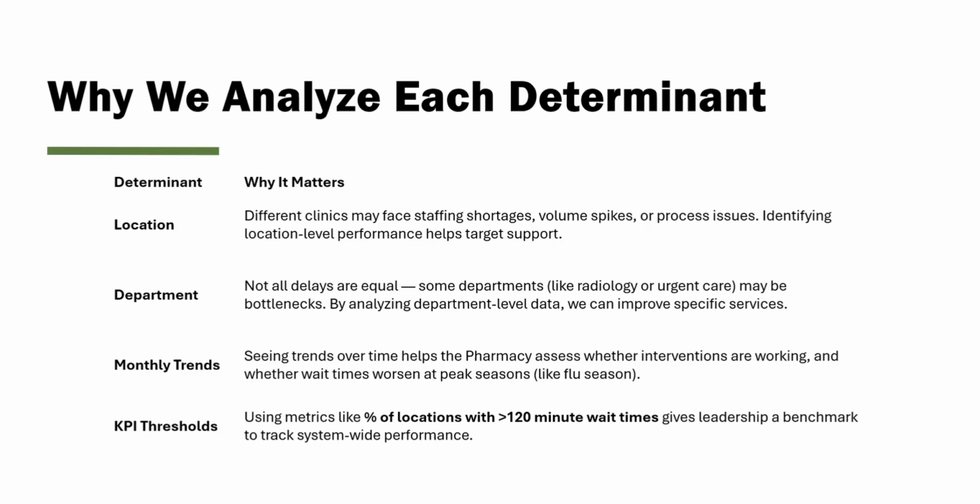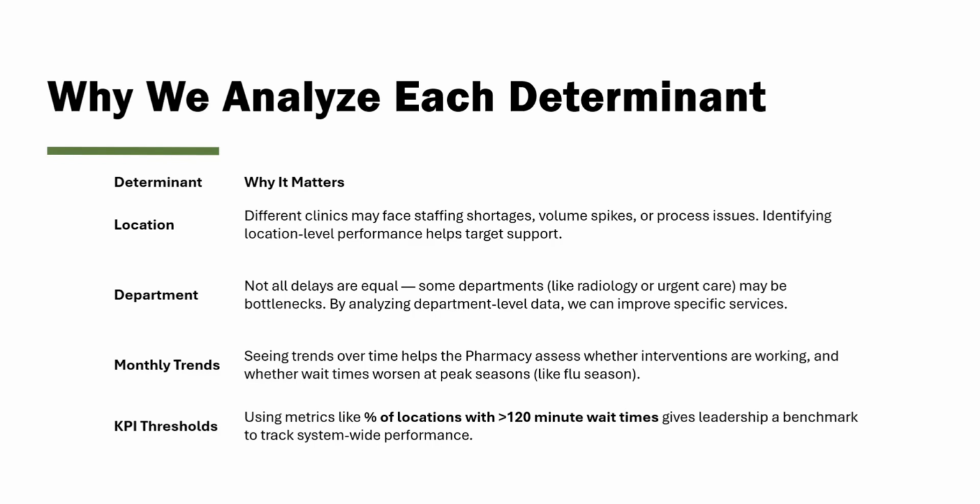Under the monthly trend, we can see trends over time, and this will help the pharmacy assess whether interventions are working or whether wait times worsen at peak season, maybe like the flu season. Is it that they have too many patients to cater for, or are they short-staffed for particular seasons? We are going to use metrics like the percentage of locations with greater than 120 minutes wait time to give leadership a benchmark to track system-wide performance.